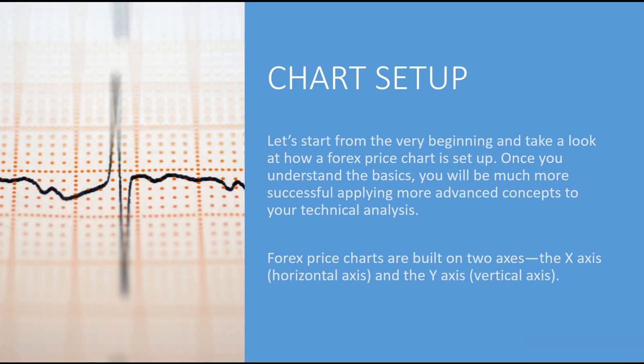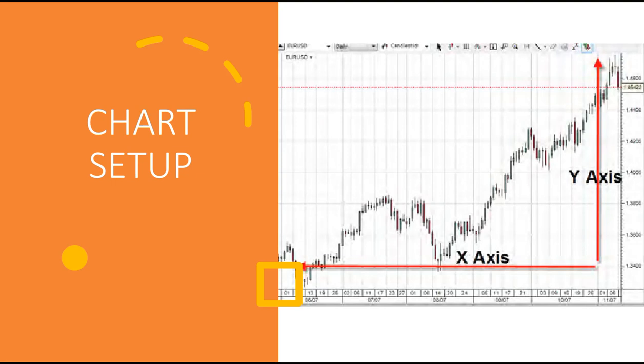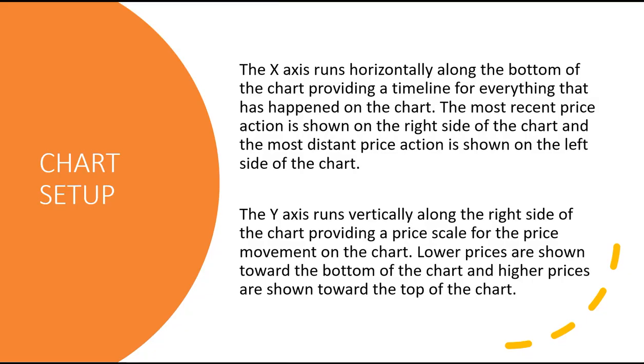Now, all Forex charts are built on two axes. You have the x-axis, the horizontal axis, and the y-axis. Horizontal, vertical, x and y. Now, the x-axis runs horizontally along the bottom of the chart, providing a timeline for everything that's happened on that chart. The most recent price action is shown on the right side of the chart, and the most distant price action is shown on the left side of the chart.